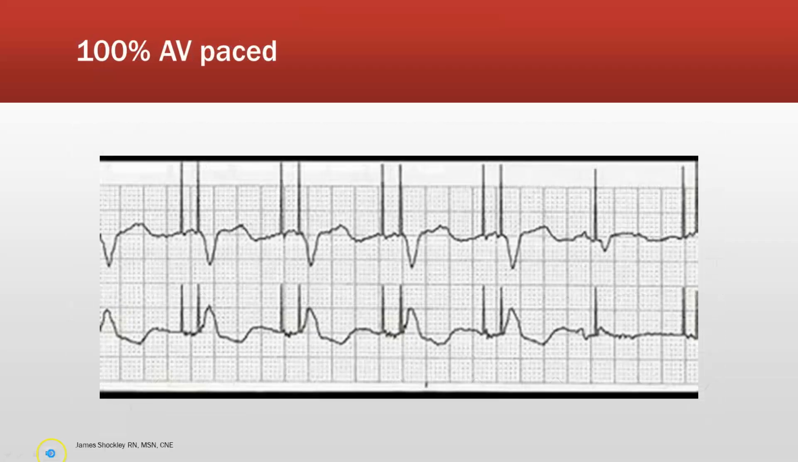Got another example of that. So just two different leads, same client. You still see pacer spikes, and they're both still positive deflections. And they're wholly AV paced until I get right about here. Can't really tell on the other side.